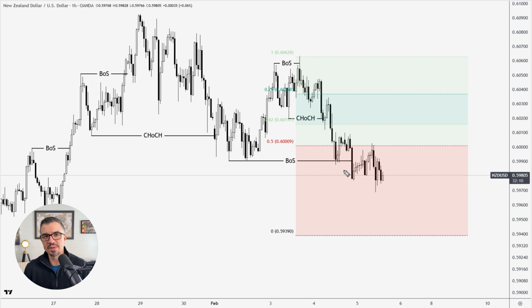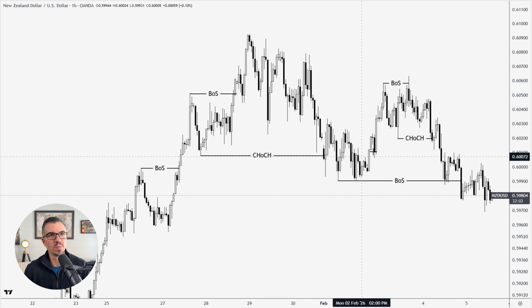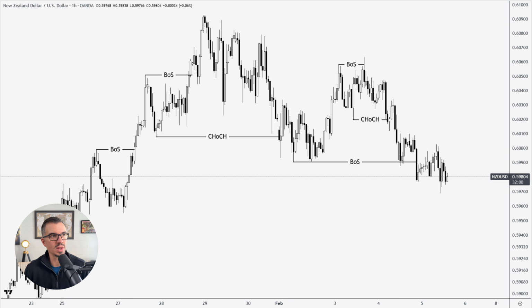Again, my job is not to forecast. My job is just to react to what's on the chart. And this back here was a perfect example of that. All I was doing here was just reacting to this 1 hour change of character and also the lower time frame shift.